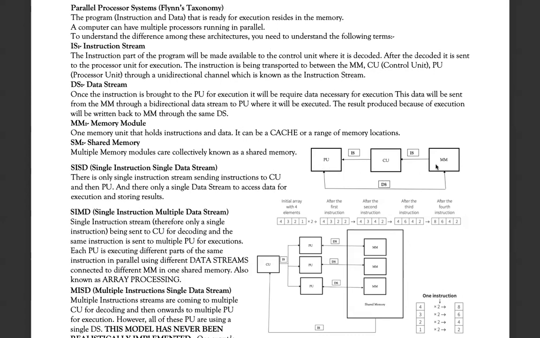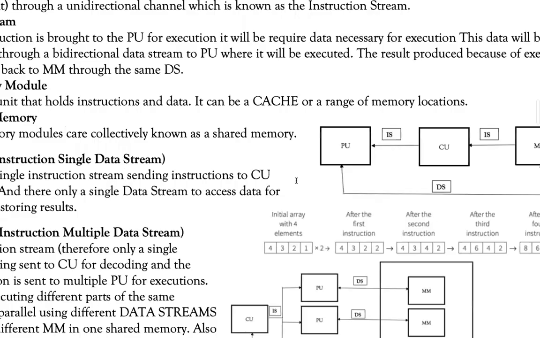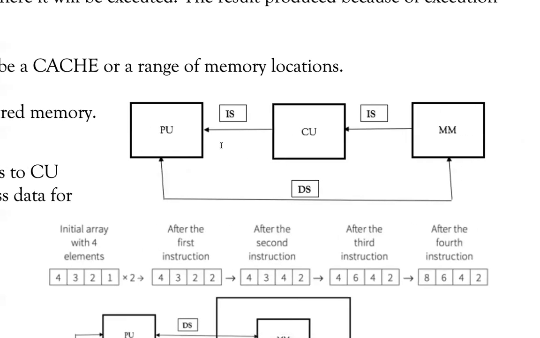In that case, the data will be transferred on the data stream. So the opcode portion of the instruction is transferred on the instruction stream, and the operand portion is sent on the data stream. But you notice that this data stream is bidirectional. The reason it's bidirectional is that during execution, I may want to write some data back as well. In that case, I will rely on this data stream to send data back to the memory.